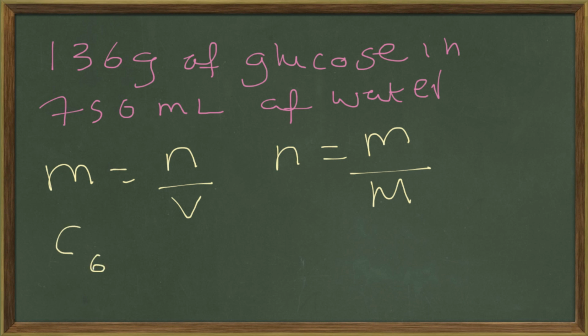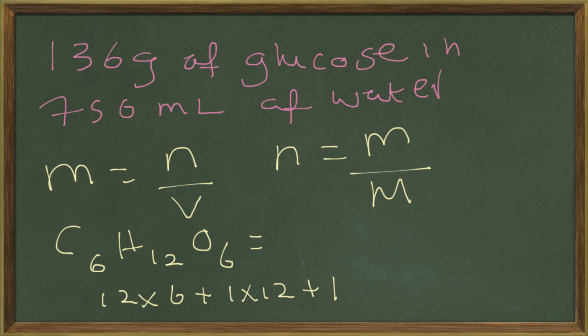Glucose is C6H12O6. You don't have to memorize it. You can look up the formula for glucose, and then add these numbers, which is 12 times 6 plus 1 times 12 plus 16 times 6, which gives me 180 grams per mole. So it's grams per mole. This is the molar mass.